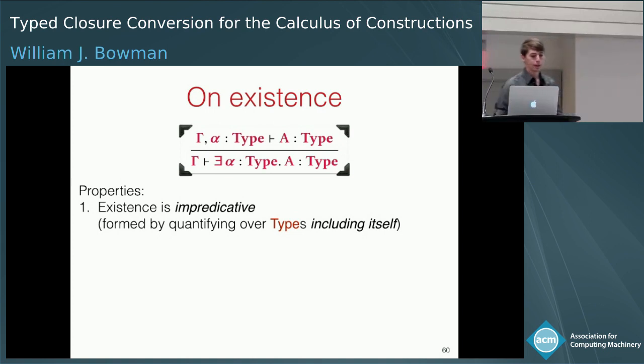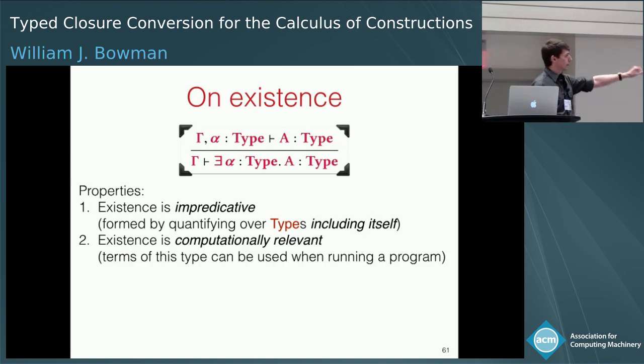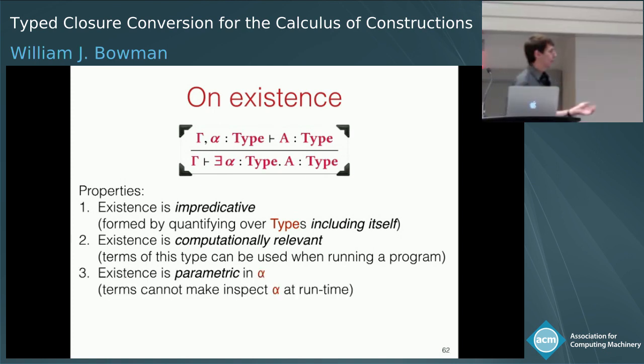Okay, so the second property is that anything of this type ought to be computationally relevant. So what we're doing here is compiling programs, which we intend to run at runtime. So the components of this existential pair, like the code pointer and the data, ought to exist when we try to run our program. Okay, all past work also relies on a parametric interpretation of this rule, which says not only are we polymorphic in alpha, we are parametric in alpha. You cannot inspect the type of alpha at runtime. If you do, then you can break certain security guarantees.